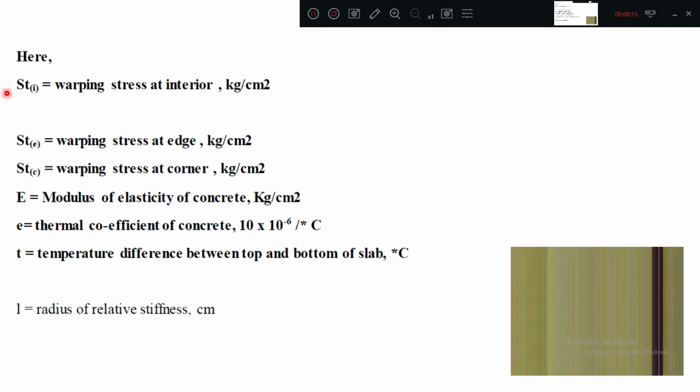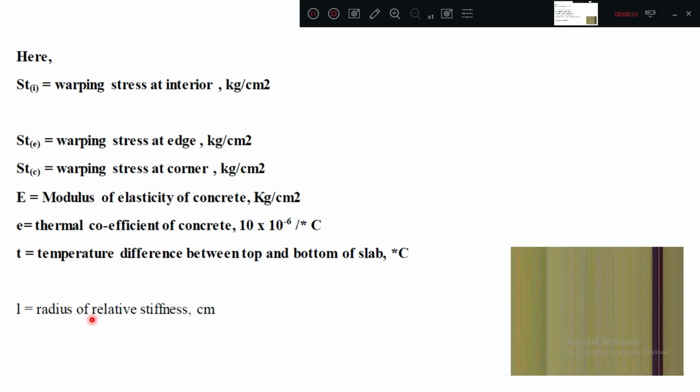Now, what are those? Interior temperature stress, or generally temperature stress, we call by the name warping. Warping stress at edge, warping stress at corner. E is the modulus of concrete. Small e is the thermal coefficient of concrete. Generally we take it as 10 into 10 to the power minus 6 per degree Celsius. Small t is the temperature difference between top and bottom.